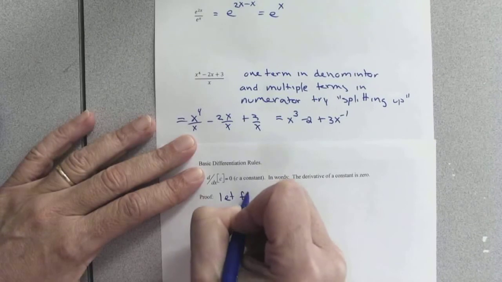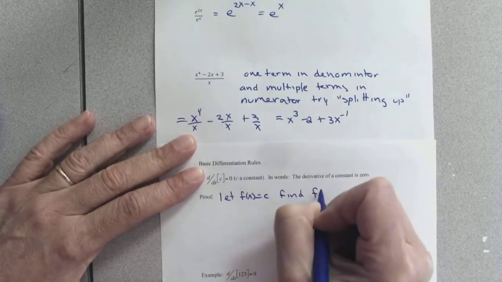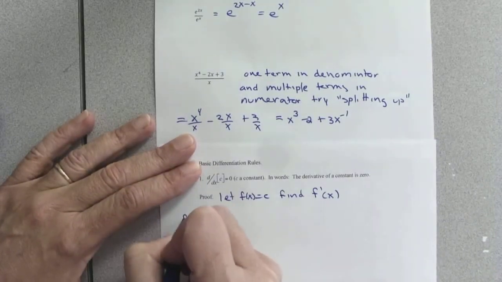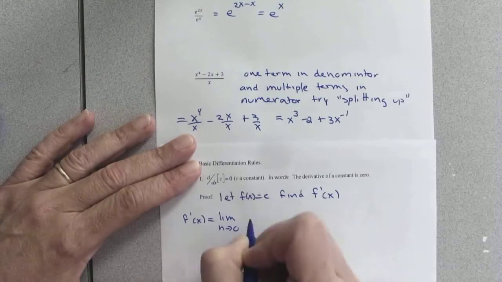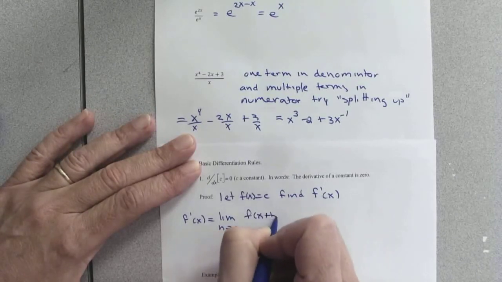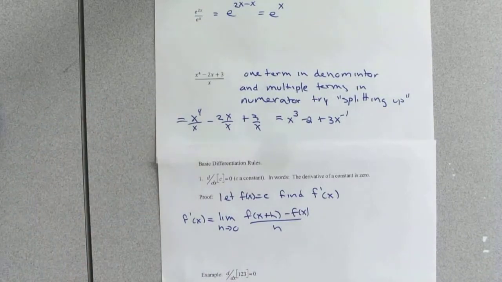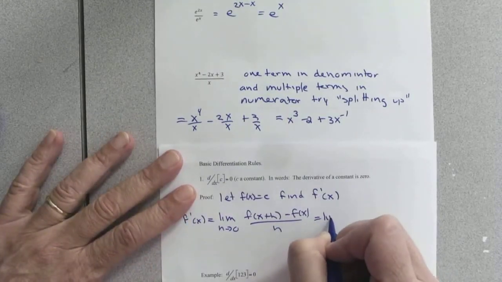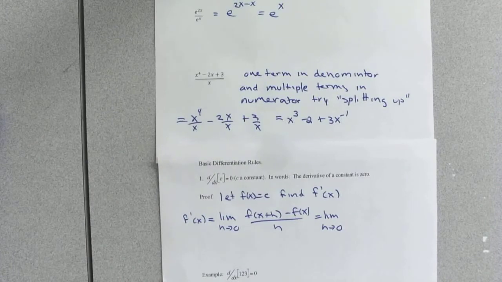Let f of x equal c, and let's find f prime of x. Well, the only tool we have in our derivative chest right now is the definition of the derivative. So the limit as h goes to 0 of f of x plus h minus f of x, all over h. So that's the limit as h goes to 0.